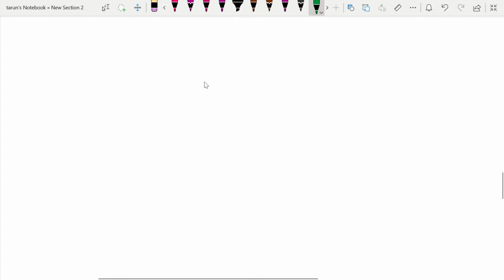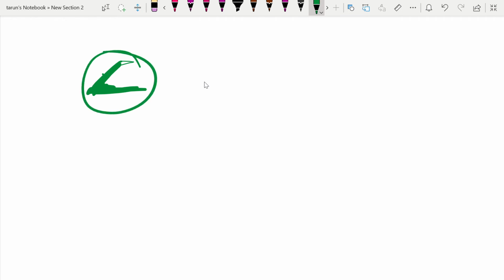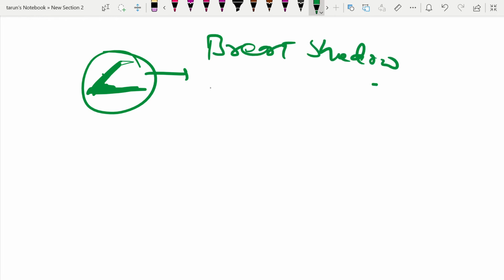Then they can ask the question: blunting of costophrenic angle without any fluid collection, that is, without pleural effusion. What should you think in your mind? So these are the costophrenic angles. Suppose these are blunted, but there is no fluid. So why is this shadow coming? Then the answer could be breast shadow. It could be breast shadow that can cause the blunting of the costophrenic angle, but there is no effusion.